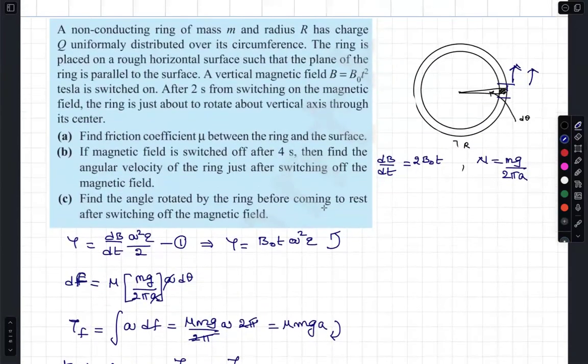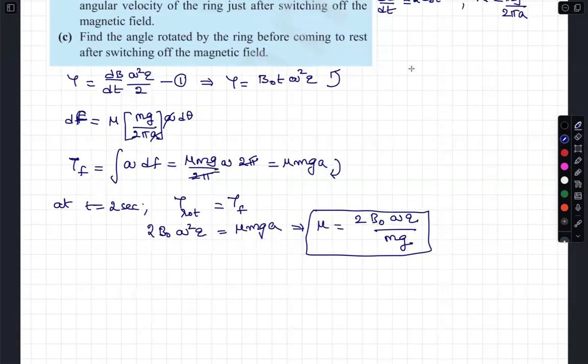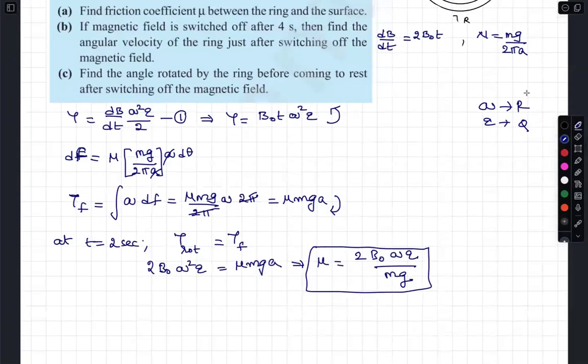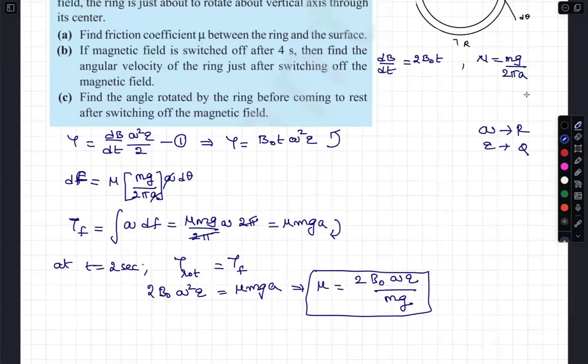If they have given capital Q, convert it. If they have given capital R, convert it. Nothing wrong. In place of a, I'm using a as capital R; in place of q, you use capital Q. No issues. You need to find out what is required here. So now find the frictional coefficient mu between the ring and the surface. That's the first question. I comfortably determined that.